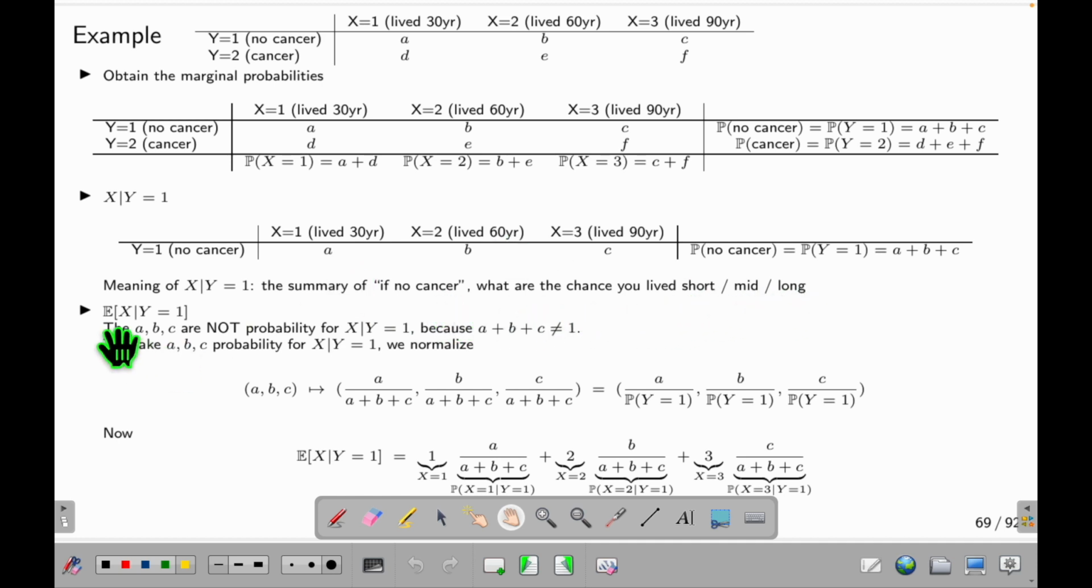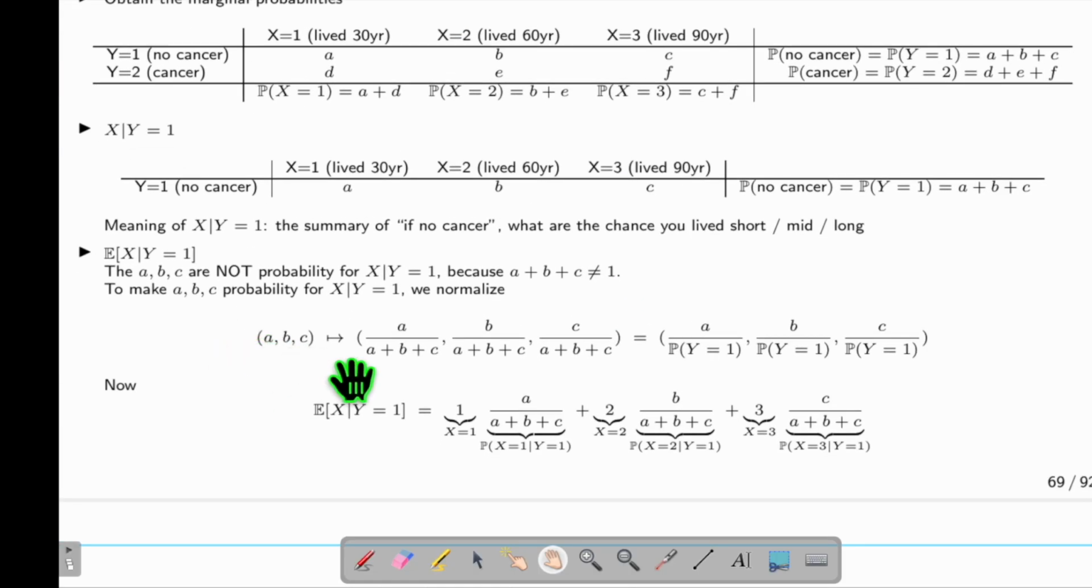And here's an important thing. If we calculate the expected value, A, B, C are not probabilities for this x given y equal 1, because A plus B plus C does not sum to 1. Why? Because this table is a joint probability table. That means these 6 numbers added together give us 1. A plus B plus C is not necessarily 1. We need to derive from A, B, C to get this new probability. Basically, we just divide everything by the marginal. Now, these 3 terms sum to 1.